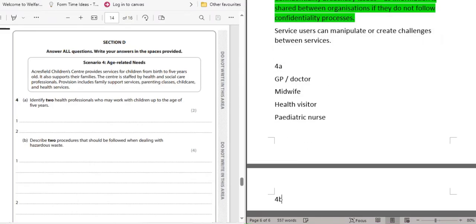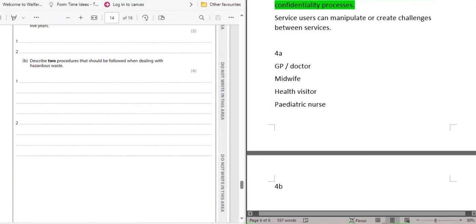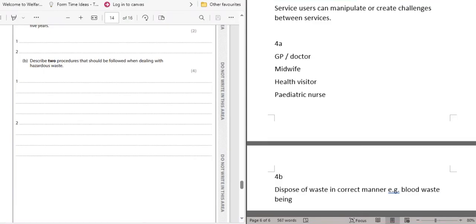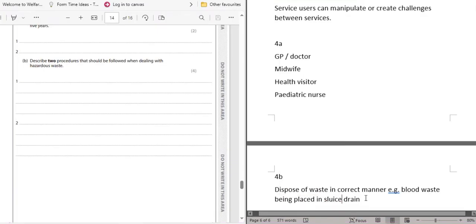We then move on to 4B nice and quickly there. So describe 2 procedures that should be followed when dealing with hazardous waste. So there we go. So we dispose of waste in correct manner, e.g. blood waste being placed in sluice drain. Again, spellings all over the place. Sluice. Again, we'll come back to check that one.